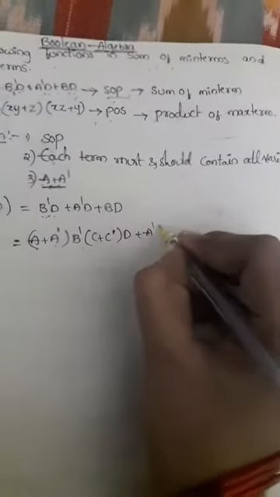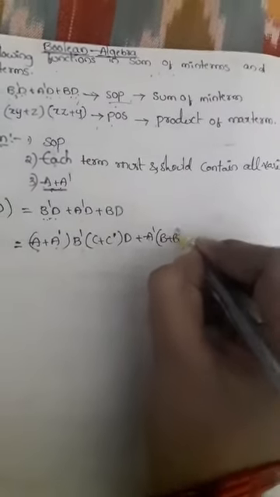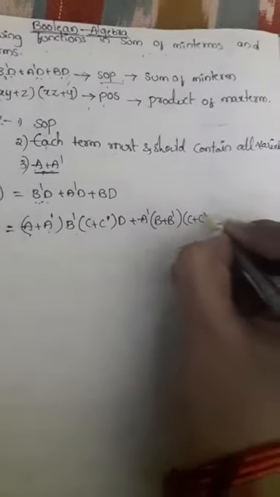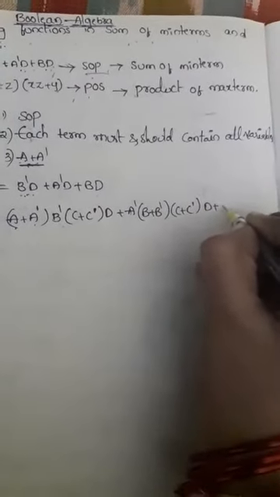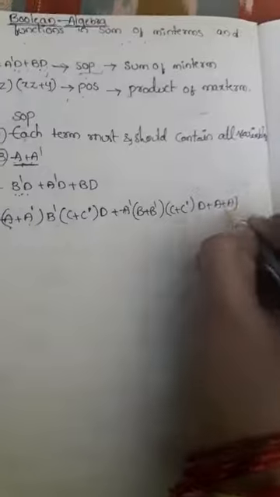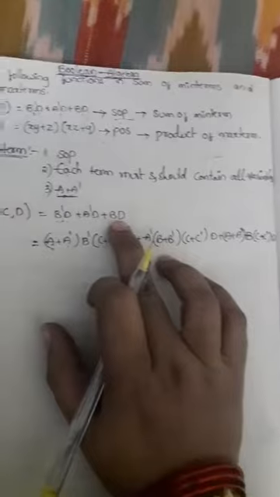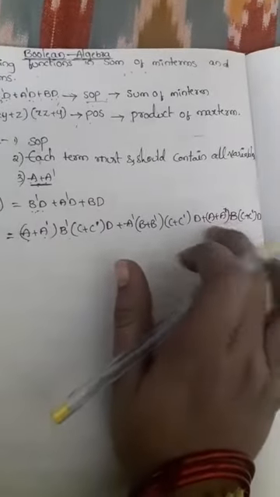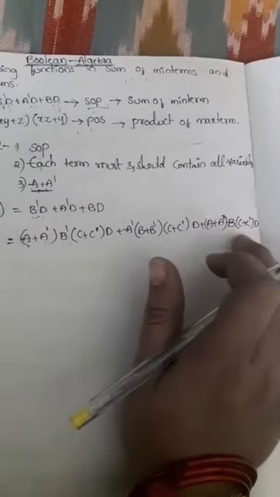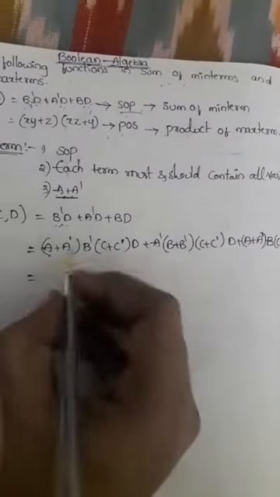So directly a complement and b plus b complement and c plus c complement, d, plus here a is missed, so a plus a complement and b into c plus c complement into d. Here a and c are missed, that's why I take a plus a complement and c plus c complement. Now simplify this part.